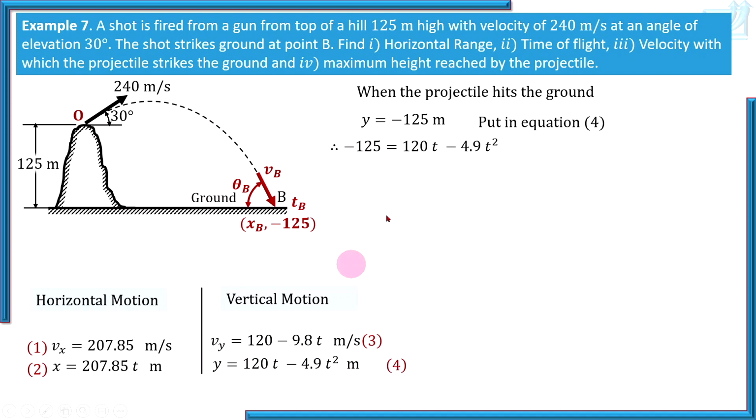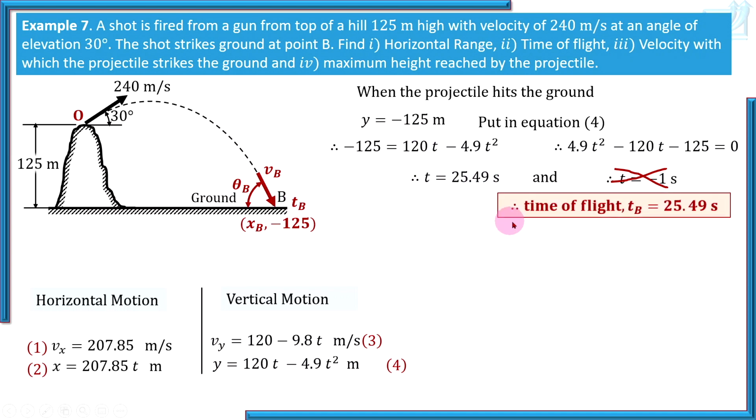Y is minus 125. It is a quadratic equation. Get two values of t. Remember, time measurement starts from t equal to 0 onwards, and therefore there is nothing like negative time. So we have found out the answer. At point B, y is minus 125. At point B, t is 25.49 seconds. So we have found out TB, that is nothing but time of flight.